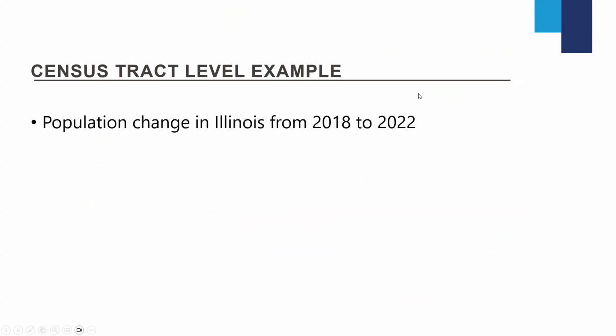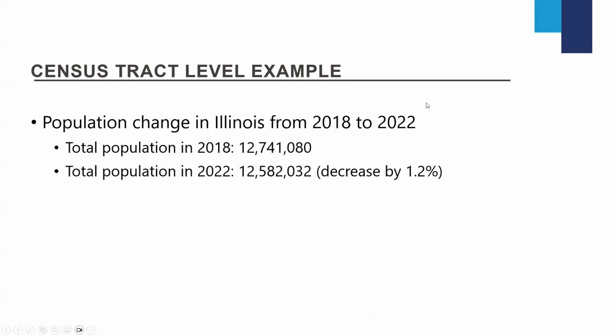Okay, so let's do a little bit of an example of how we can use census tract level data to make it useful. Looking at the total population change from 2018 to 2022 in the state of Illinois. Back in 2018, there were about 12.7 million people in the state. By 2022, that became roughly 12.6, a decrease of about 1.2%.